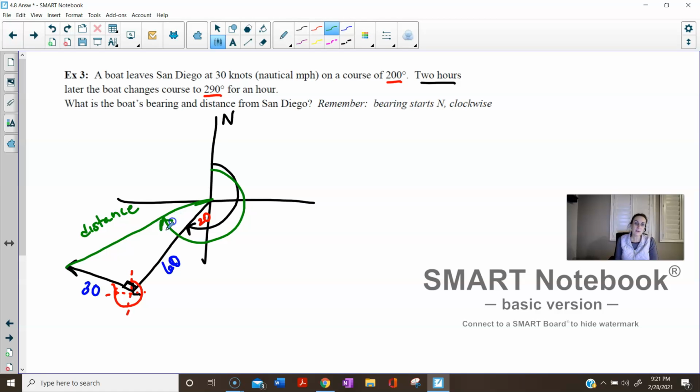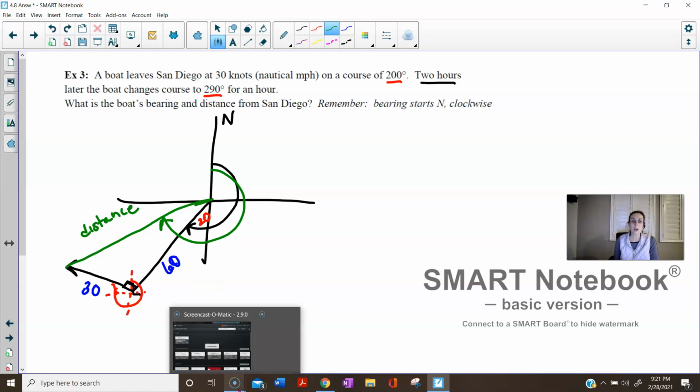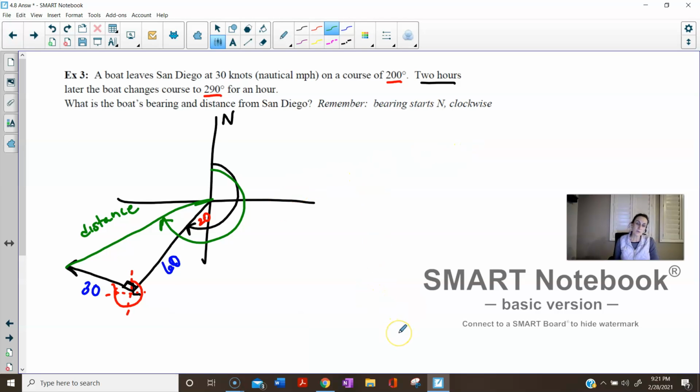And we need to figure out what that angle is for our bearing. Okay, so let's start with our distance. We basically have a right triangle, so we can just use Pythagorean. We really don't have to use trigonometry to figure out this side here. So it's just a squared plus b squared equals c squared. So 30 squared plus 60 squared equals, I'll call it D for distance to San Diego, squared.